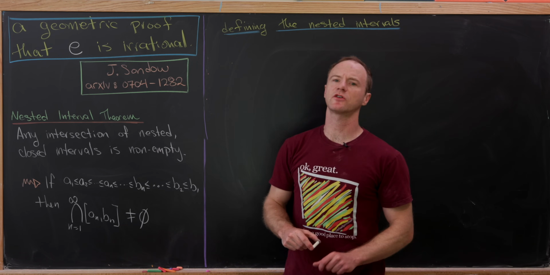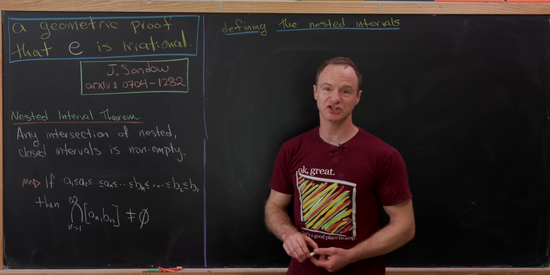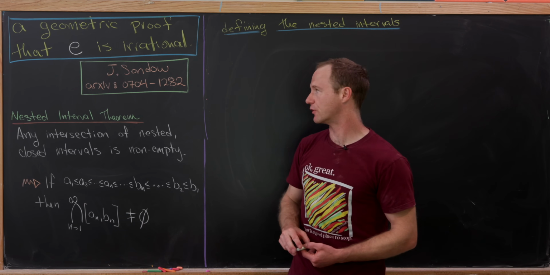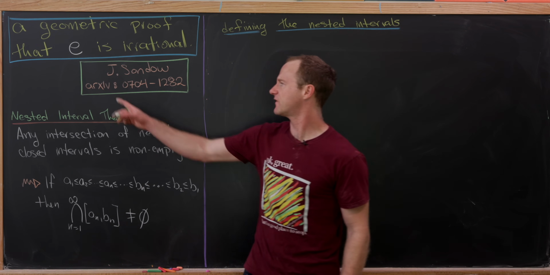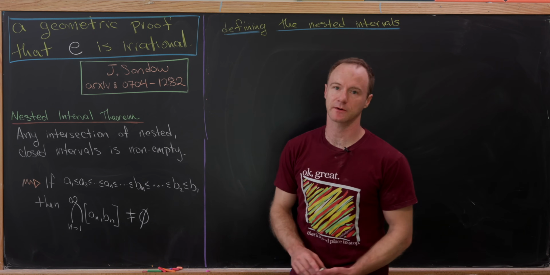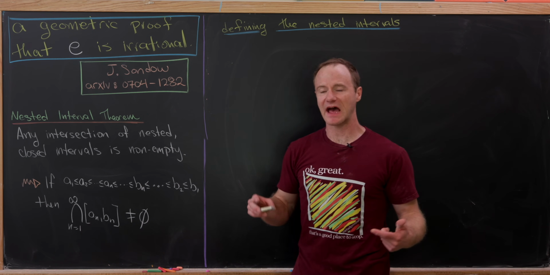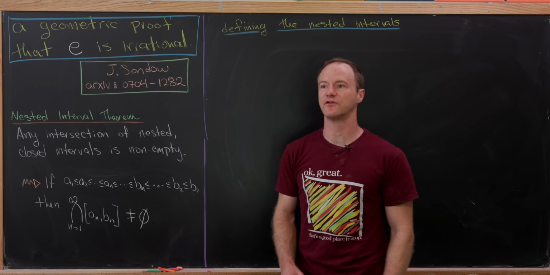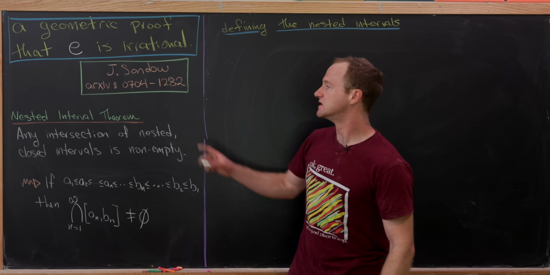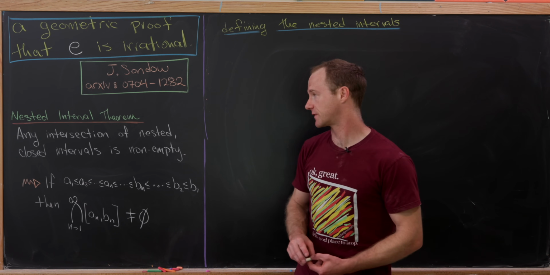So I recently learned about this proof of the irrationality of e, and I thought I'd make a video about it. This is due to J. Sondow, and you can find it on the arXiv. Here's the number. This is maybe given as a geometric proof here, and it involves the geometry of the real line, in particular, something called the nested interval theorem.